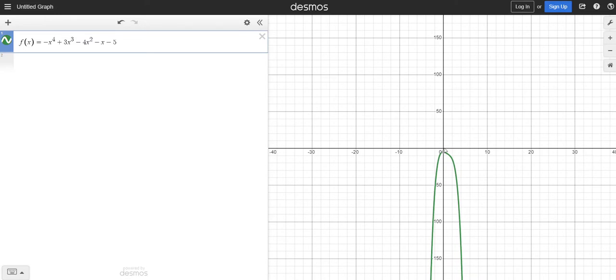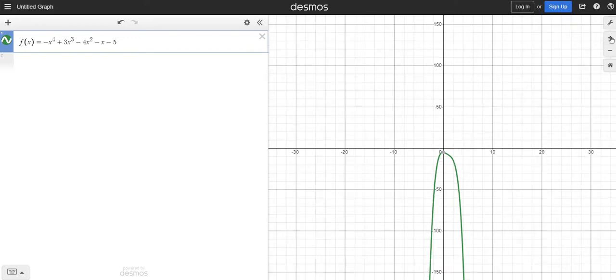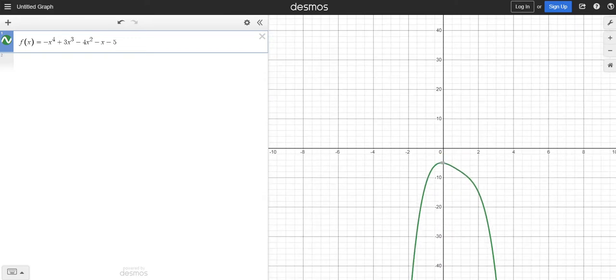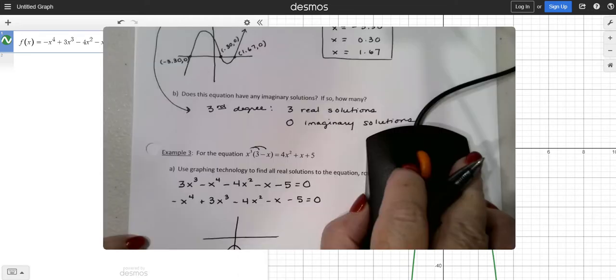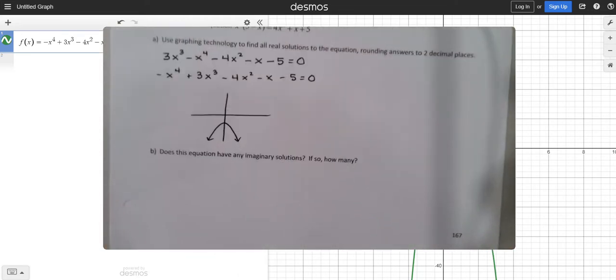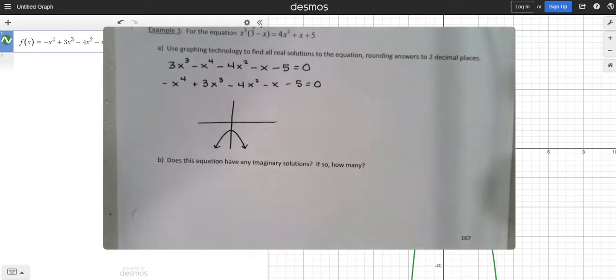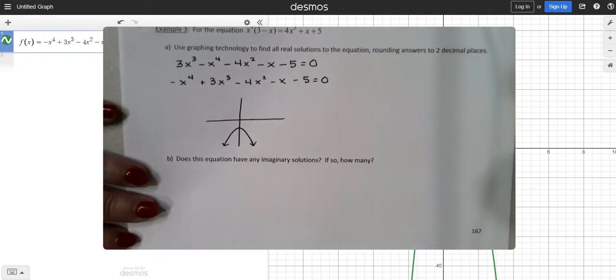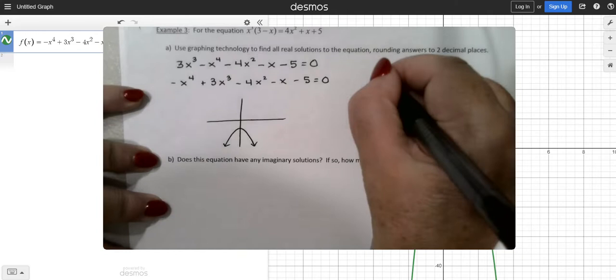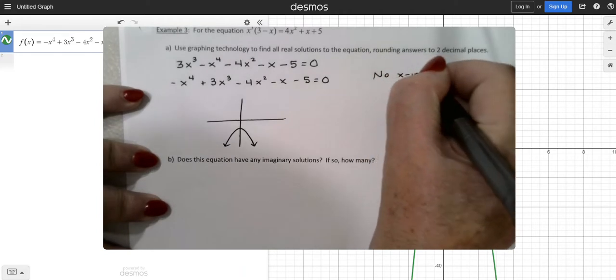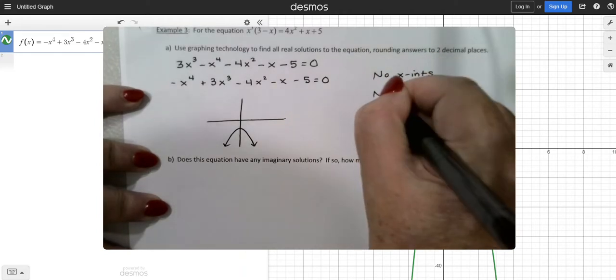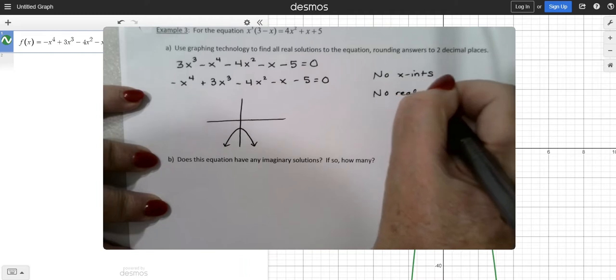And you'll notice that this graph never crosses the x-axis. So I'm going to make a sketch of what I see here. Doesn't have to be all that accurate. Right? Just something that basically doesn't cross the x-axis. And because it never crosses the x-axis, there are no x-intercepts. So there are no real valued solutions.